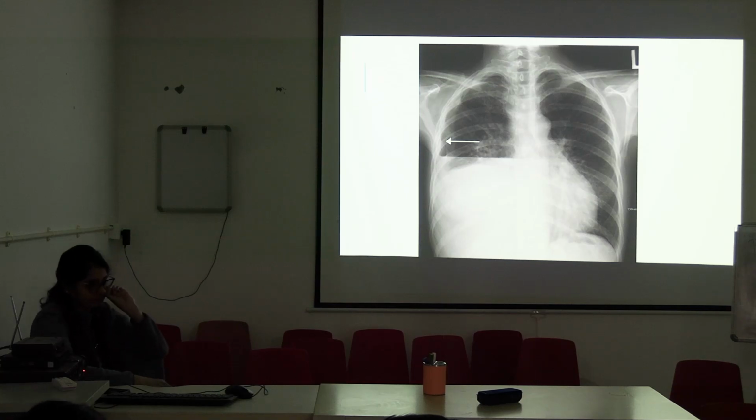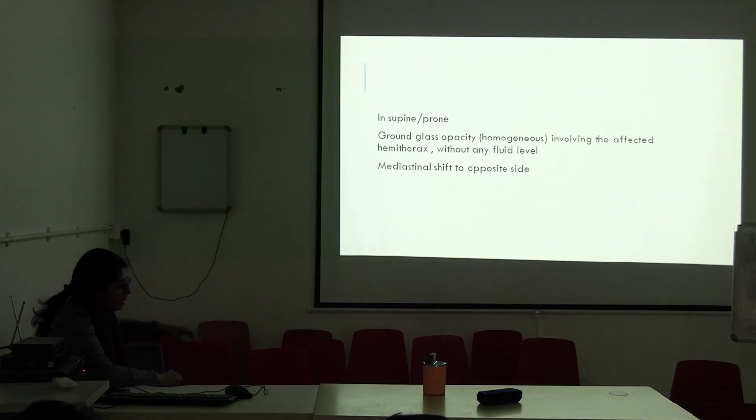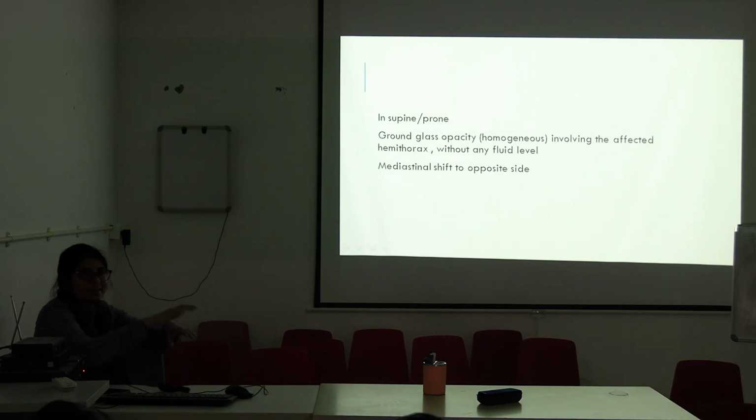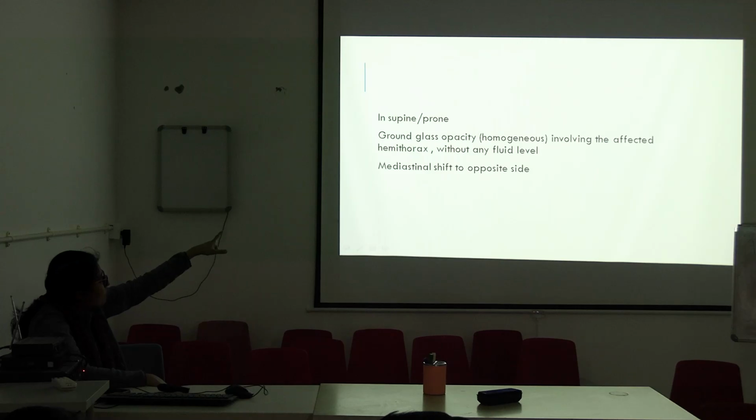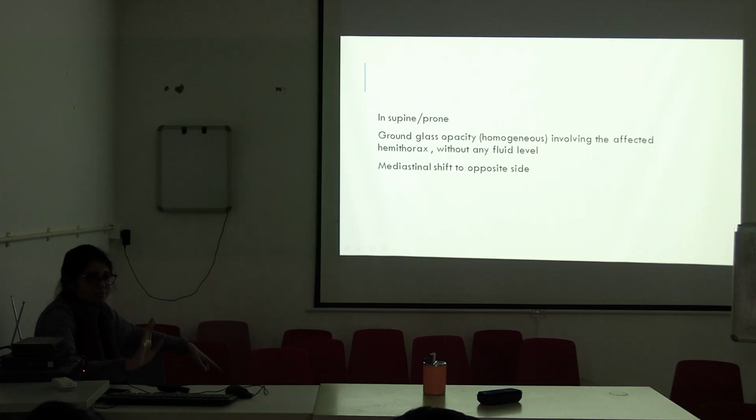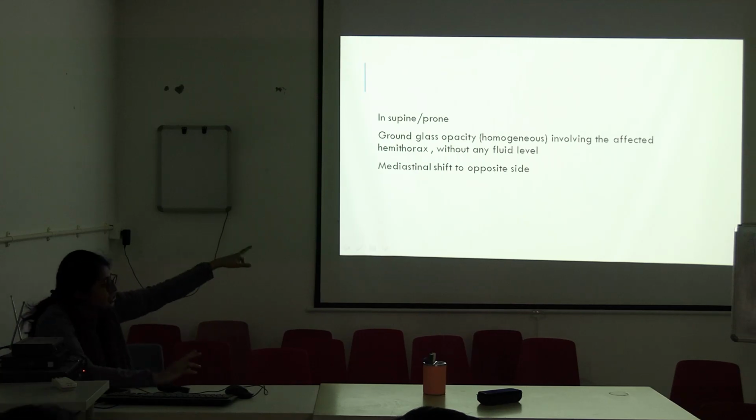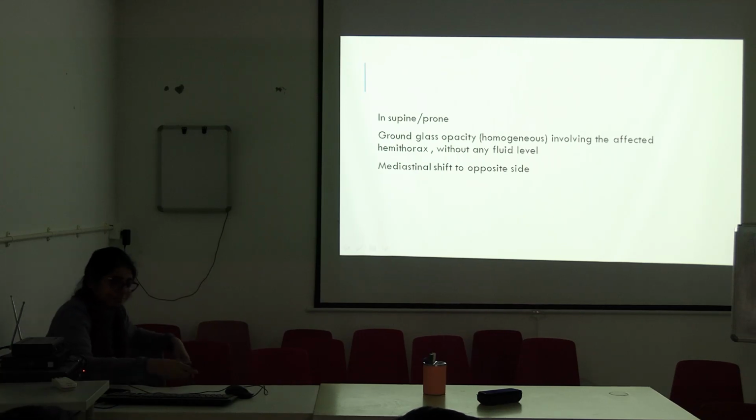Okay, clear? But this is in an erect posture. When we are doing supine or prone, you won't get the horizontal fluid level. It is getting displaced. In that case, you will get ground glass opacity, homogeneous, involving the affected hemithorax, but you won't get any fluid level. You will get that collapsed lung and air, but not the fluid level. Okay, and mediastinal shift will be found to the opposite side.